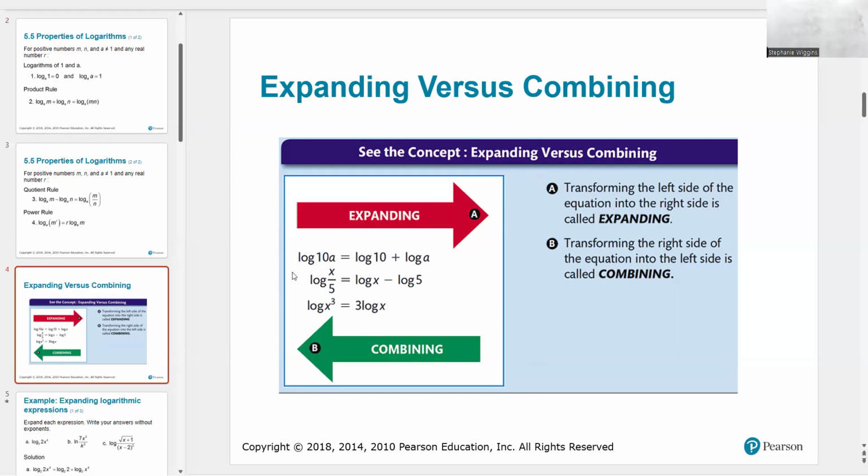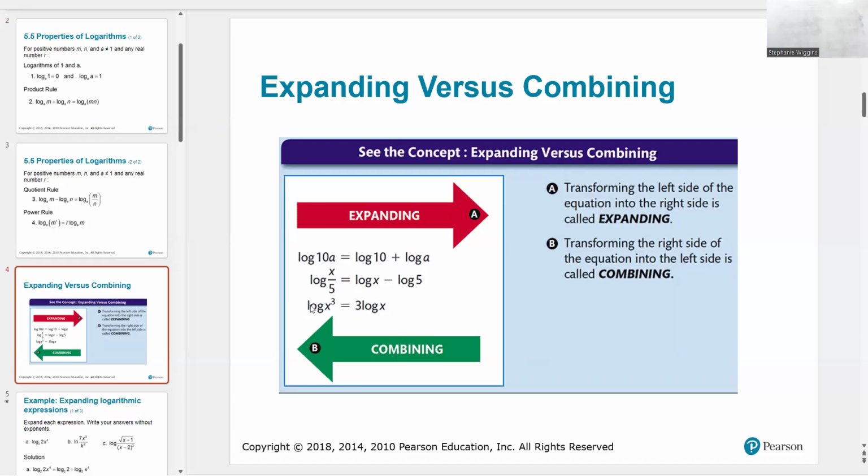So when you're expanding, here you have the log of a product. You're expanding it from 1 log into 2 logs. So you can separate the product, the factors, and take the log of 10 plus the log of A. That's the same as the log of 10 times A. And the log of x divided by 5, for example, is the log of x minus the log of 5. And the log of x cubed equals 3 times the log of x.